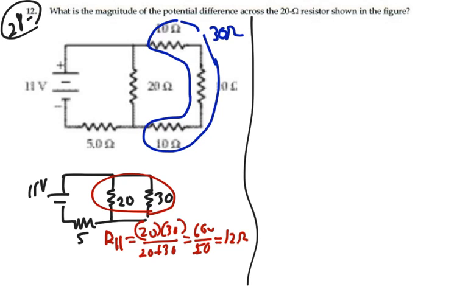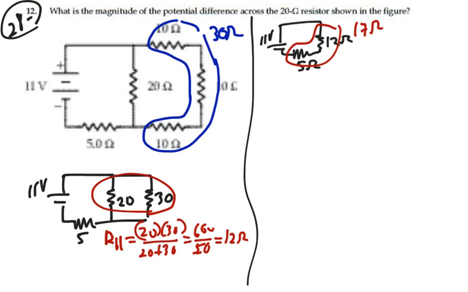Okay, nice. So now my circuit looks like this. 11 volts, 12 ohms here, 5 ohms here. Adding these two together, I have 17 ohms from my R equivalent. So this final circuit looks like 11 volts across 17 ohms.